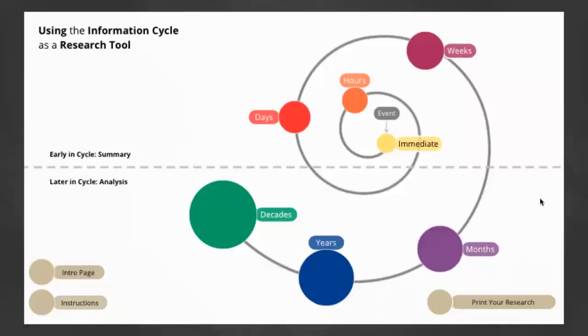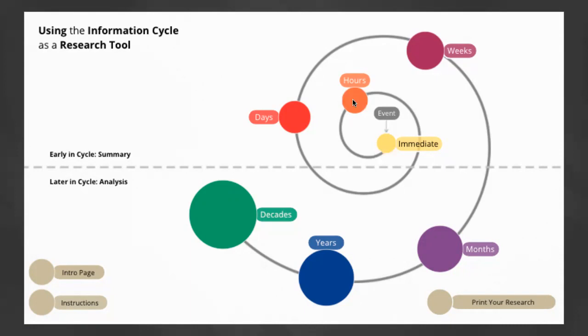Okay, so the tool itself looks like this, and when you are ready to start working on it, these will be clickable buttons in the information cycle website. So you could click on immediate for the immediate event. And you can see how the information we get sort of spirals out. It's kind of like the Fibonacci sequence here.